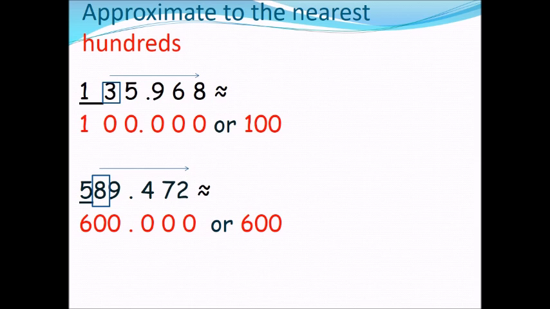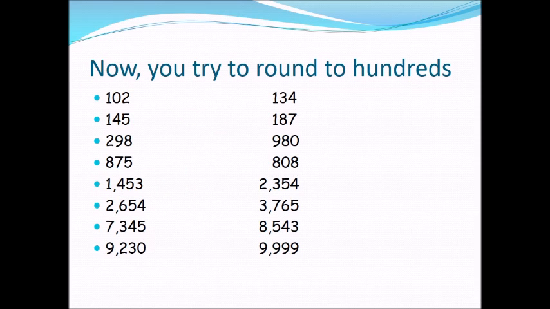Then I will ask myself, is 8 one of the strong numbers or weak numbers? Yes, 8 is one of the strong numbers. So 8 will give 5 one more. So it will be 600.000 or 600. Now you try to round these numbers to the nearest hundred.